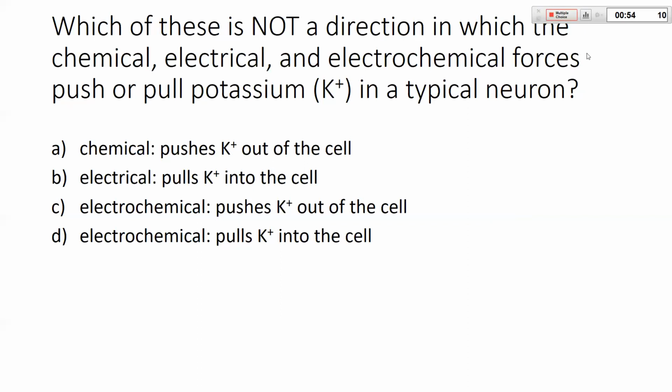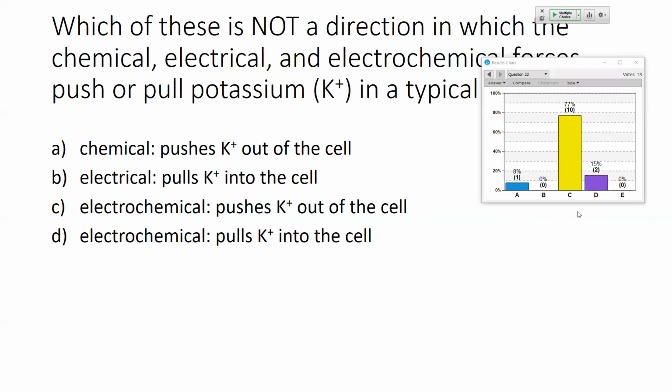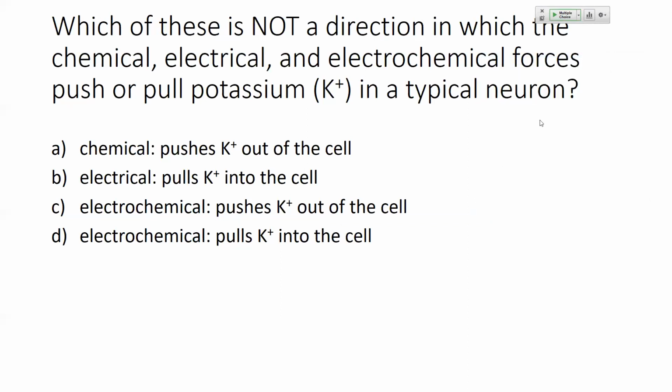Okay, let's see what we got. All right, so most persons said C. The question here is, which of these is not a direction in which the chemical, electrical, and electrochemical forces push or pull potassium? Right, so A is true. The chemical driving force of potassium is to move out of the cell. B is also true. The electrical force of potassium is to move into the cell. Right, remember potassium is positively charged, the inside of the cell is more negative, so it wants to go in.